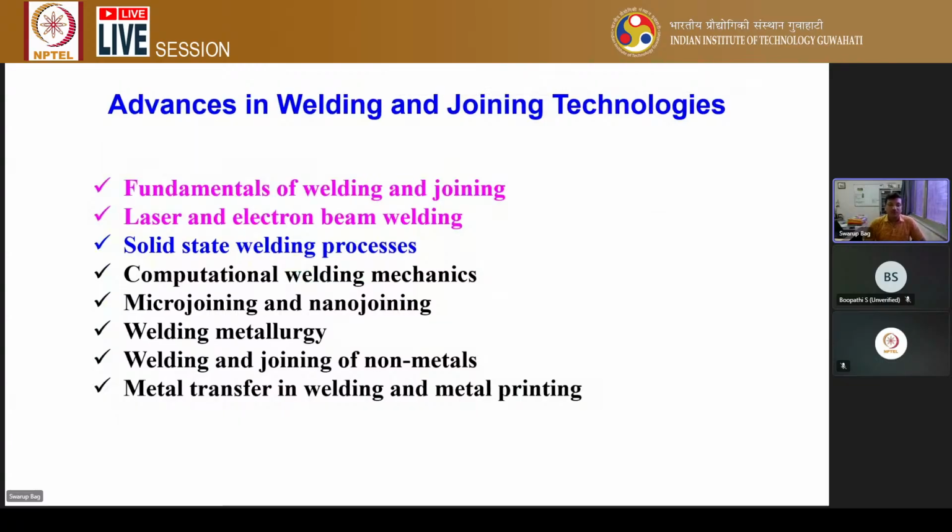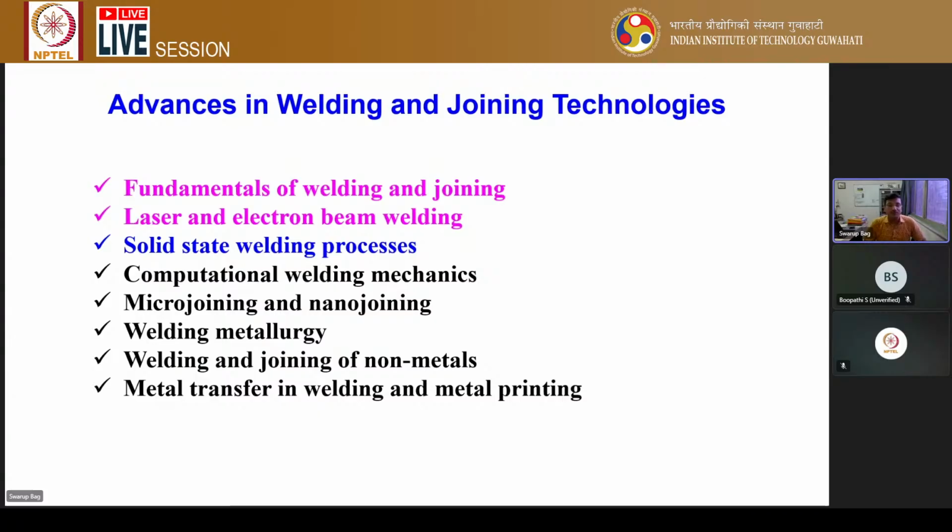Then we cover a little bit of computational welding mechanics in this case: how to do very simple calculations based on heat transfer or other kinds of efficiency, temperature distribution, or stress maybe. So this kind of simple calculation we have tried to cover in this particular module, the computational welding mechanics.